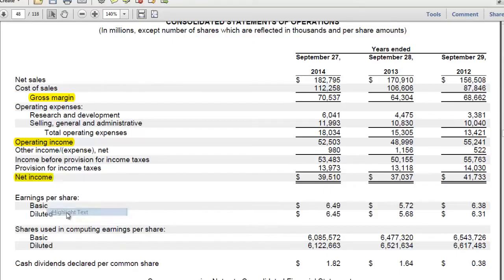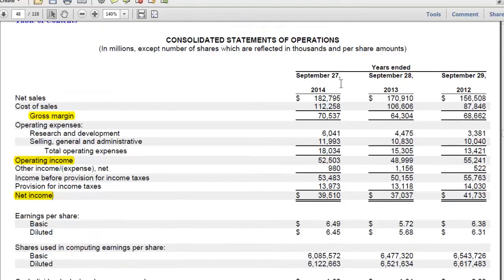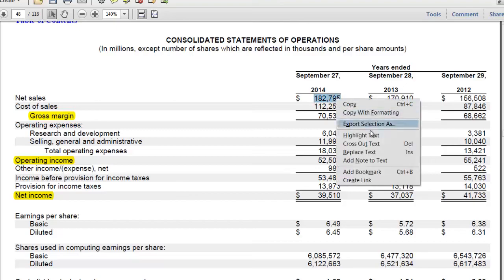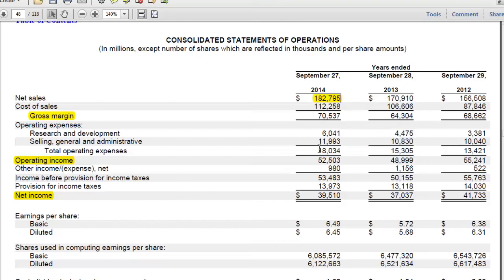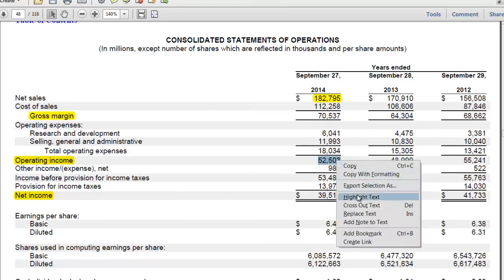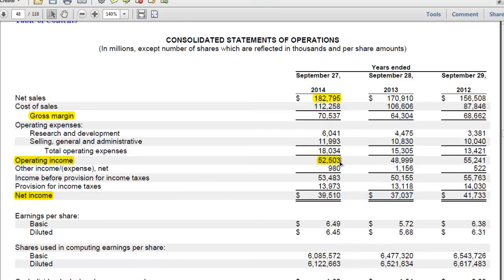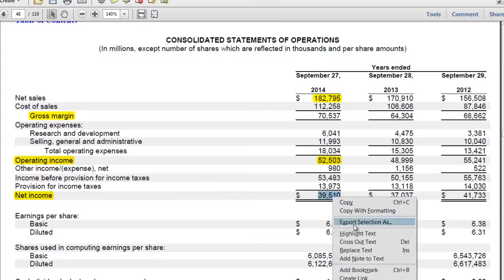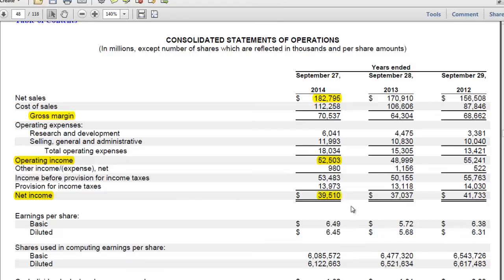So this is the layout of the income statement for Apple, and you can see that it is in millions. So for the year ending September 27, 2014, Apple had sales of $182,795,000,000. This is their cost of goods sold. Here's their operating income, $52,503,000,000. Their net income was $39,510,000,000. So that's their income statement.